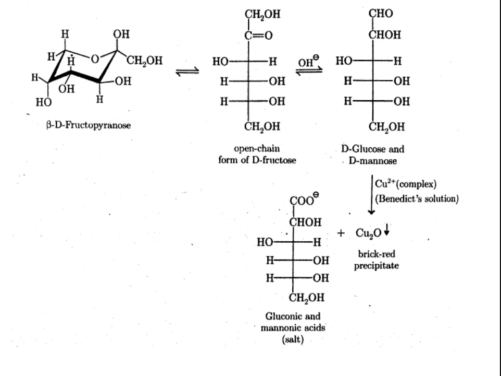If you take beta-D-fructopyranose, then this is the ring form. In medium, this will remain in equilibrium with the open chain form, and this open chain form will remain in equilibrium with glucose and mannose. You all know that in the basic medium, glucose, fructose and mannose are interconvertible. Thus now if you add the Benedict solution, you will get this gluconic or mannonic acid salt and a brick red precipitate of copper(I) oxide.